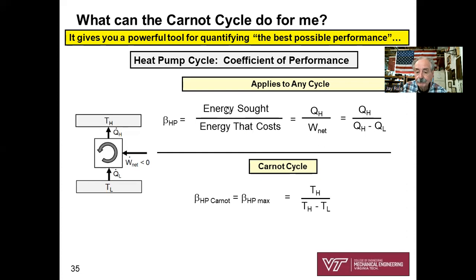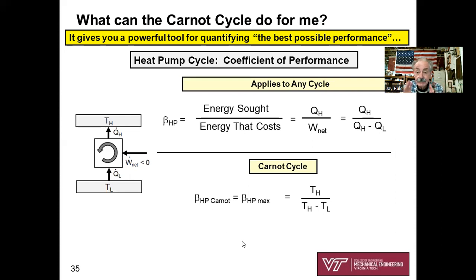But for a heat pump, the energy sought over the energy that costs, well, the energy sought for a heat pump is the heating effect, QH. The energy that costs is W net. We use the first law, so QH over QH minus QL for any heat pump cycle is the coefficient of performance. But then for the Carnot cycle, you use the algebra to show that the best possible coefficient of performance for a heat pump is TH divided by TH minus TL. Now, imagine how tough it would be if you had to write all these formulas down on a sheet.